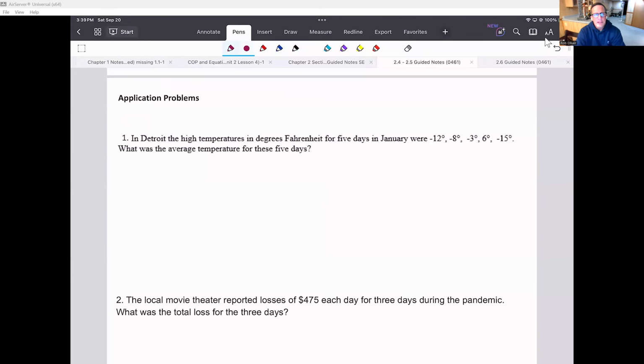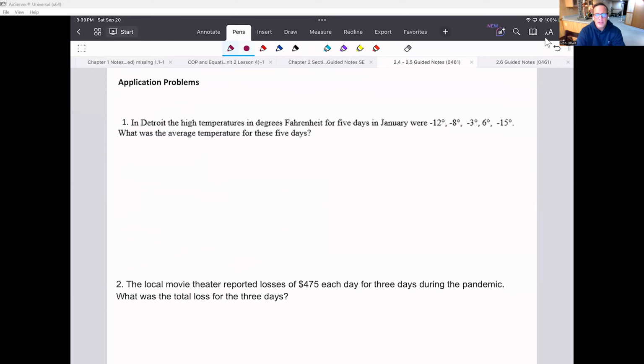Okay, in the application problems, we've got in Detroit, the high temperatures in degrees Fahrenheit for 5 days in January were -12, -8, -3, 6, and -15. Not great. What was the average temperature for those 5 days? To find the average, that's finding the mean. That's when you add them all up and you divide by how many numbers there are. So we have to do that first.